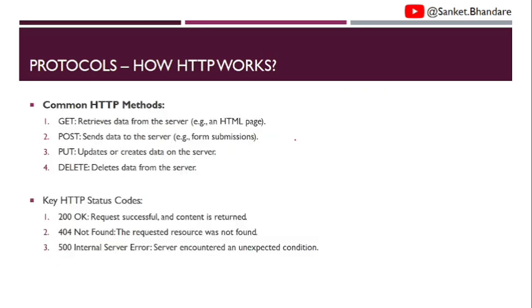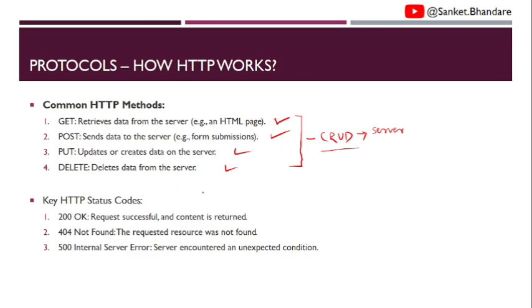Commonly used HTTP methods are as follows. HTTP makes use of below methods in order to operate on input data. So first method is GET. So in order to retrieve data from the server, GET HTTP method is used. In order to post data to the server, it makes use of POST method. In order to update or create data on the server, it makes use of PUT method, and in order to delete data on the server, it makes use of DELETE HTTP method. So these are the HTTP methods that are being used to perform CRUD operations on server.